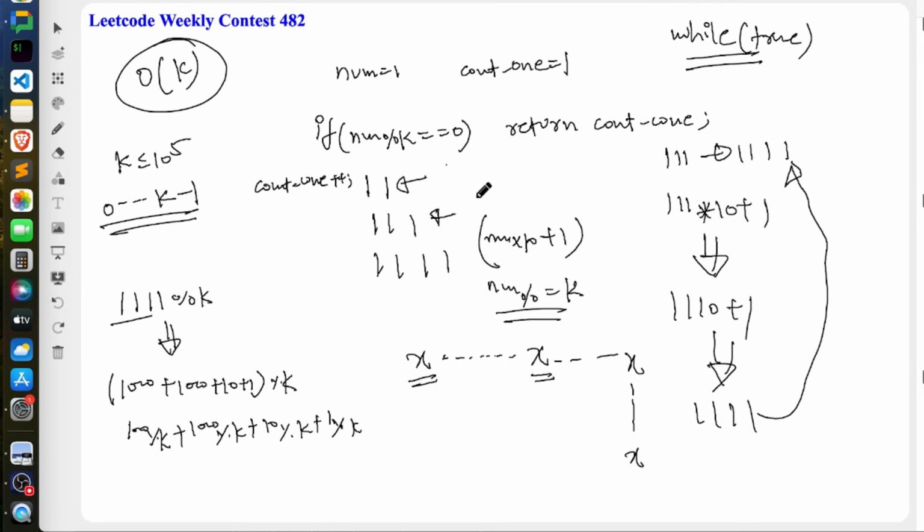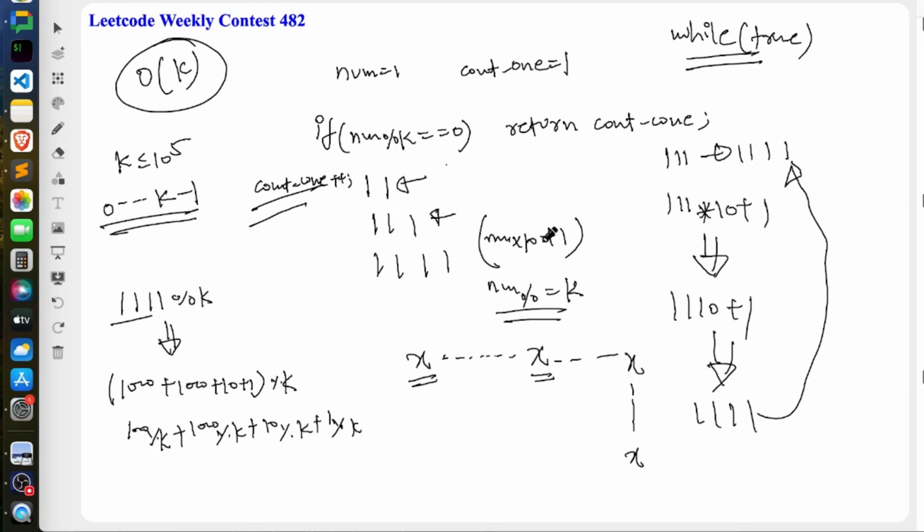So let me quickly recap. You start with num, initially count 1 is 1. So we would be having a while loop. You will be doing all this process in a while loop, and the while loop would be indefinite, right? So it will be while true. First check if your num modulo k is 0 or not. If that is 0, just return count 1, otherwise append 1. So do count 1 plus plus and append 1.